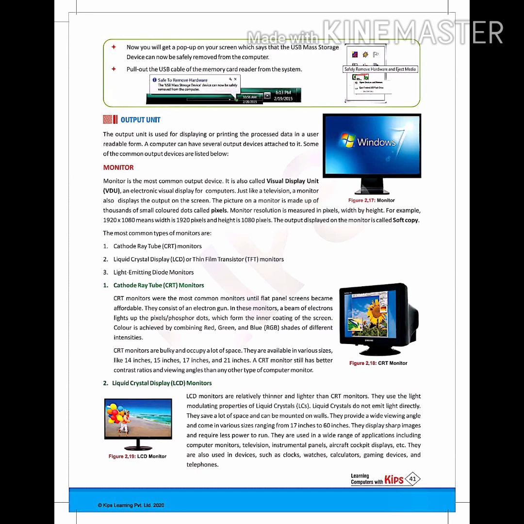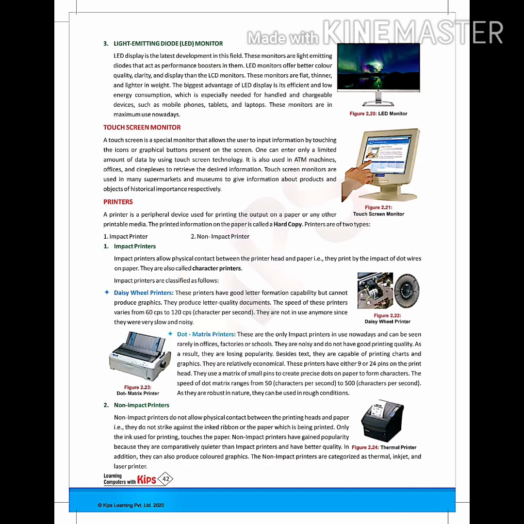LCD monitors are those monitors that we are using nowadays. They are relatively thinner and lighter than CRT monitors. They save a lot of space. Light emitting diode or LED monitor display is the latest development in this field. These monitors use light emitting diodes that act as a performance booster. LED monitors offer better color quality, clarity, and display than the LCD monitors.